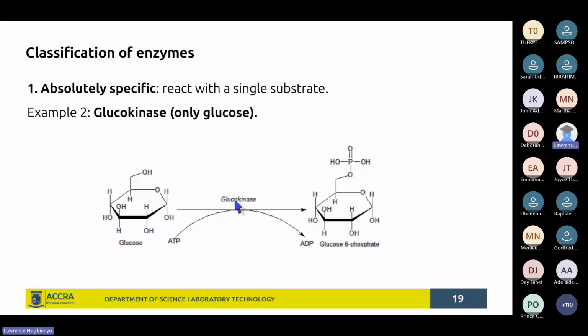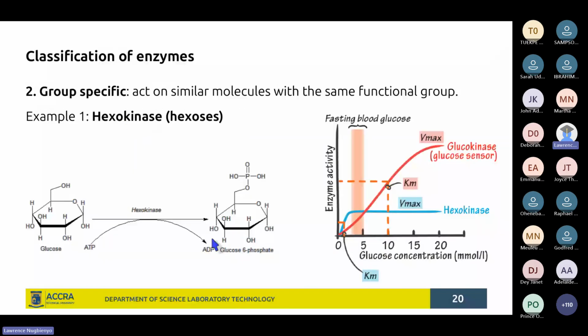That's also an absolutely specific enzyme. That is why we are able to name it glucokinase, acting only on glucose. But we do also have a group-specific enzyme, which will be doing a similar thing to glucokinase, but it's not going to be acting only on glucose, but will be acting on all hexoses, all 6 carbon sugars. And this is a hexokinase. We refer to these group-specific enzymes as hexokinase.